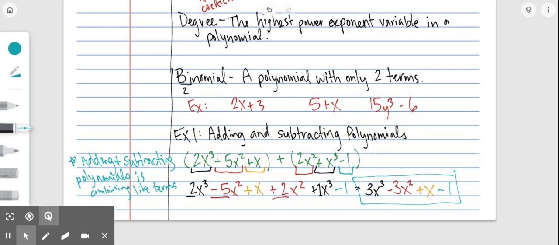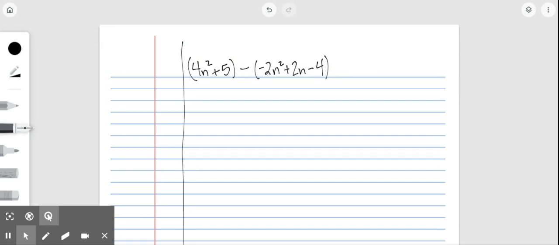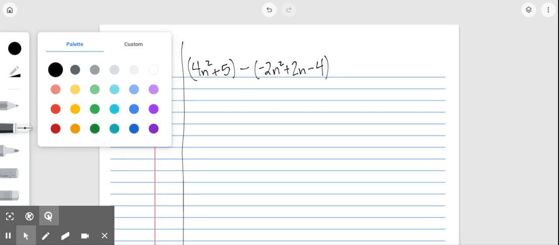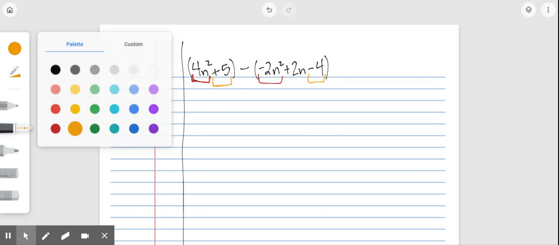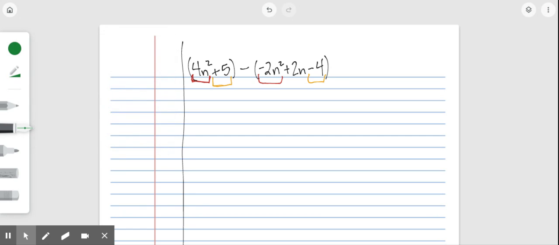I'm going to start a new page. All right, so we did an addition problem. Now let's talk about subtraction. Again, I want to first see if I have like terms in this expression. I'm going to start with my n to the second power. I've got an n squared here, another n squared here, then a constant here and another constant over here. And last but not least, I have an n term that doesn't have a partner.